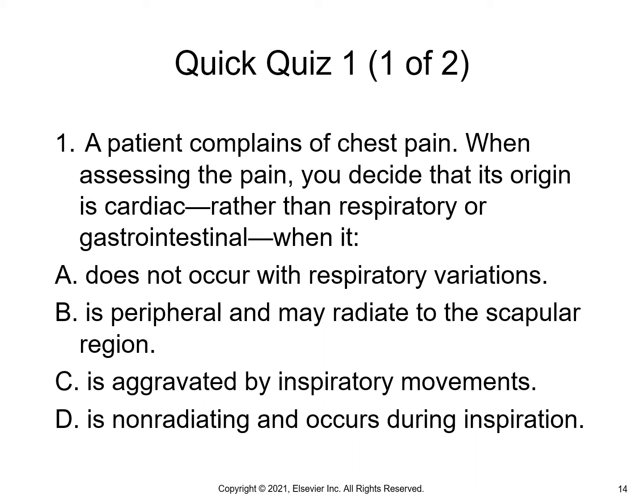This is a quick check for your knowledge. A patient complains of chest pain. When assessing the pain, you decide that its origin is cardiac rather than respiratory or GI. What makes you decide that it is cardiac? Between A, B, C, and D, which one is really more indicative of a non-respiratory, non-GI element? That's A. All the others are indicative of some respiratory variations.